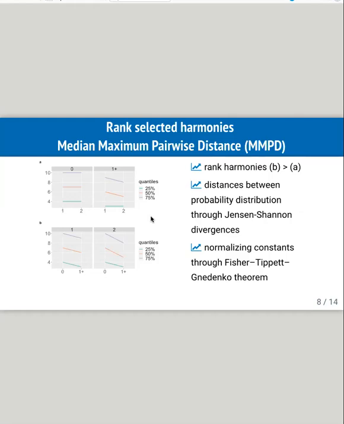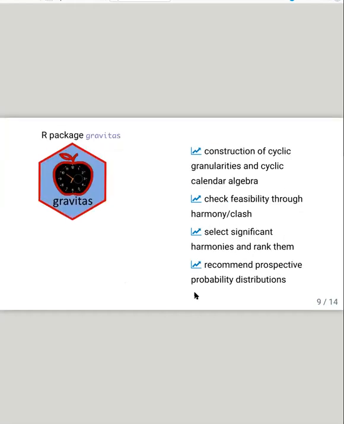The measure we obtain is called median maximum pairwise distances, MMPD, which uses Jensen-Shannon divergences for measuring distance between distributions and uses the Fisher-Tippett theorem for normalizing for the number of categories. All the ideas presented have been implemented in the open source R package gravitas. I will post the links at the end.